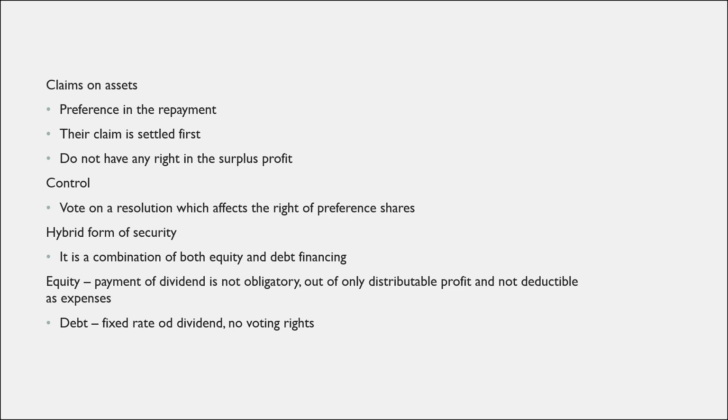Next is hybrid form of security. Hybrid form of security means preference shares are like a combination of both equity shares and debt, which means they include some features of equity and others of debt financing. It includes some features of equity, meaning payment of dividend is not obligatory, and also only distributable profit is given to preference shares. Preference share dividend cannot be deducted as an expense.